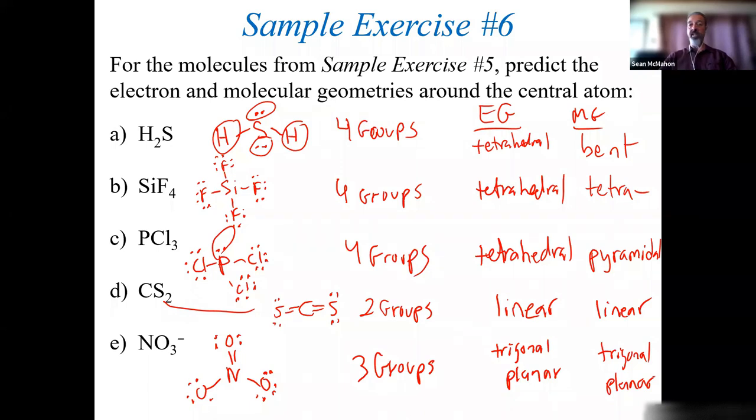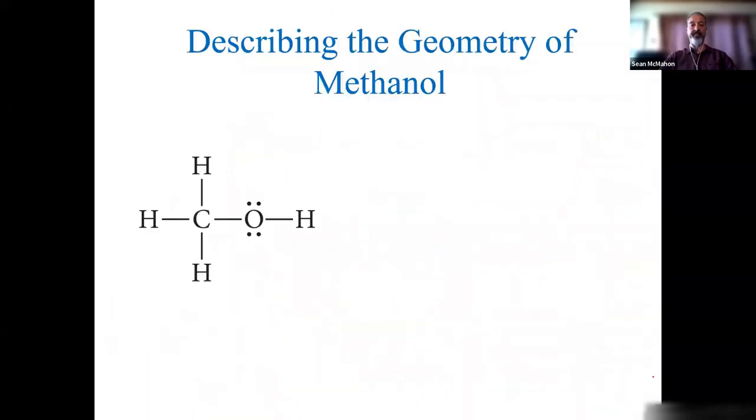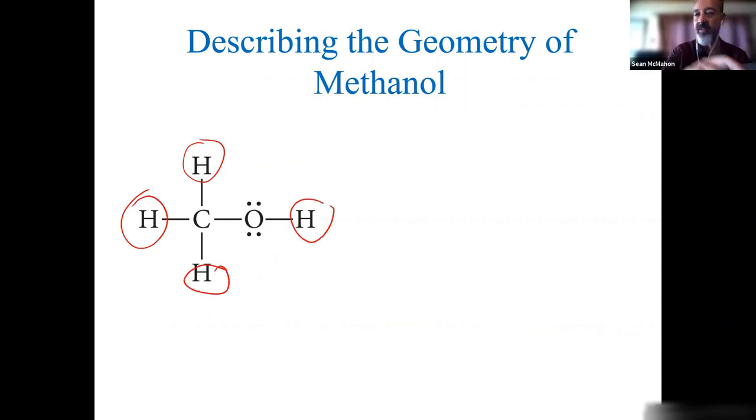There's sample exercise number 6. What happens if there's more than one central atom? Because remember, I was drawing acetic acid and things like that. That does happen. So now I have to look at each individual atom. So what are my central atoms? Well, all the hydrogens are on the exterior. See how there are only single bonds on the outskirts? So that means I have 2 central atoms. I have this carbon and I have this oxygen.